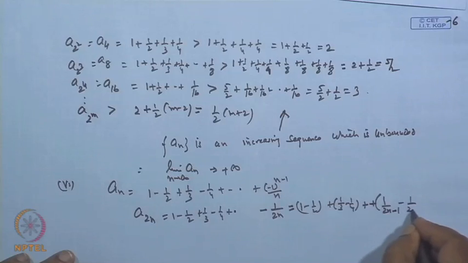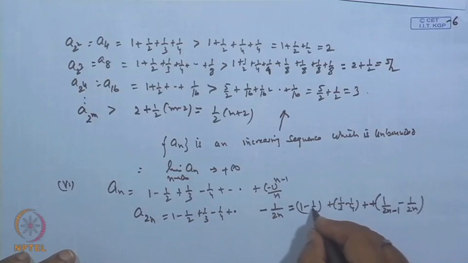First term is 1 minus half. Combine this because these are even numbers. So, we can make the pair. Now, each one is positive.